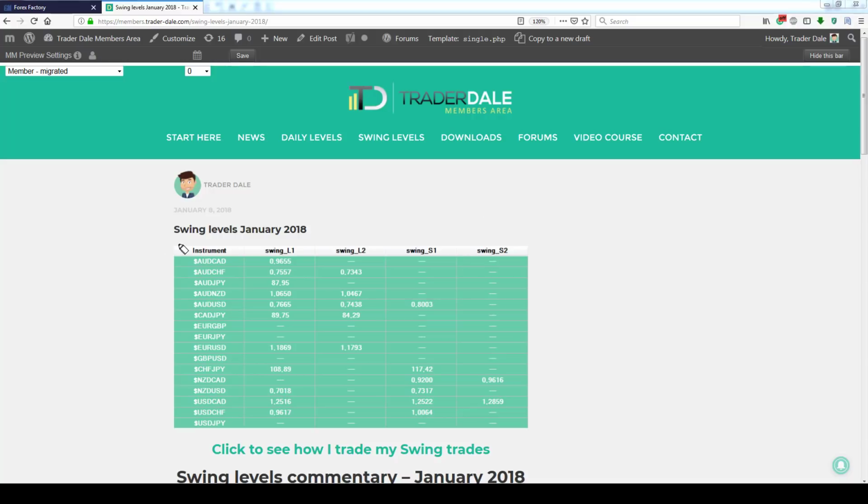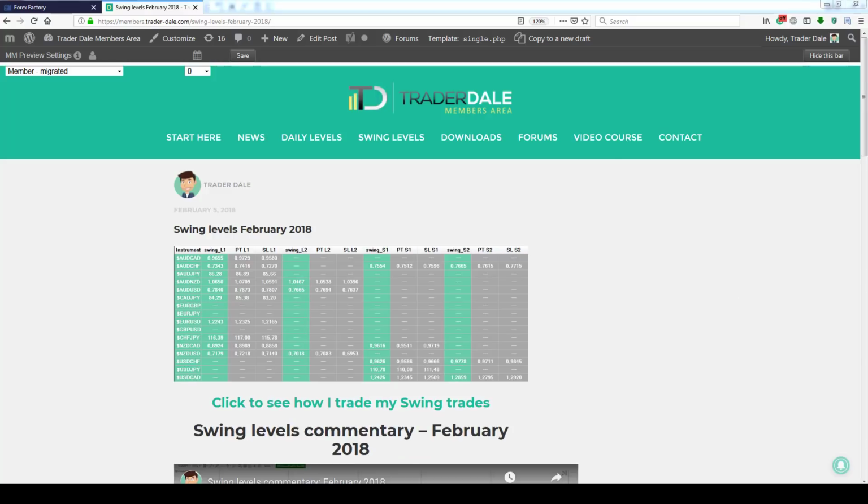So this is a swing levels table for January 2018. I published this table at the start of January. This is the euro dollar, and I had two long levels there. This was the first one, this was the second one. Unfortunately, none of those levels got hit in January, so there was no trade in January on the euro dollar. So let's go and have a look on the table which I published in February.